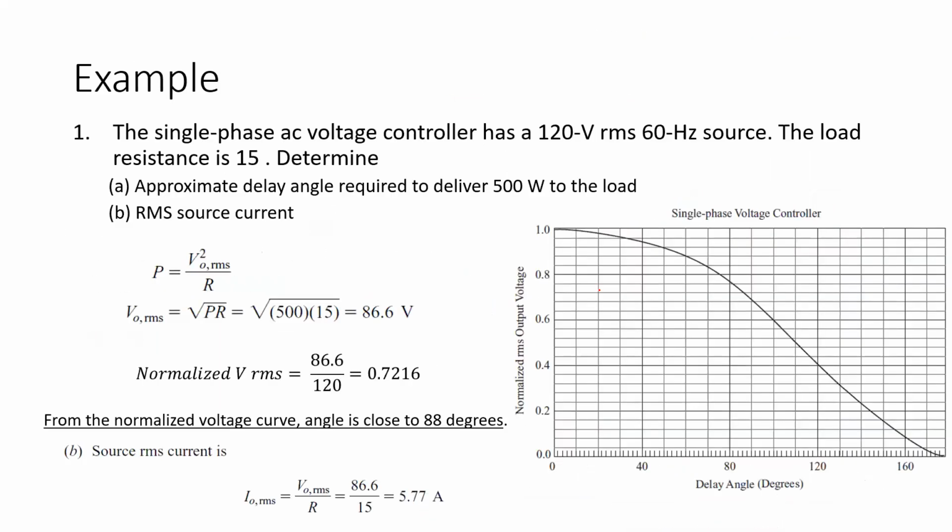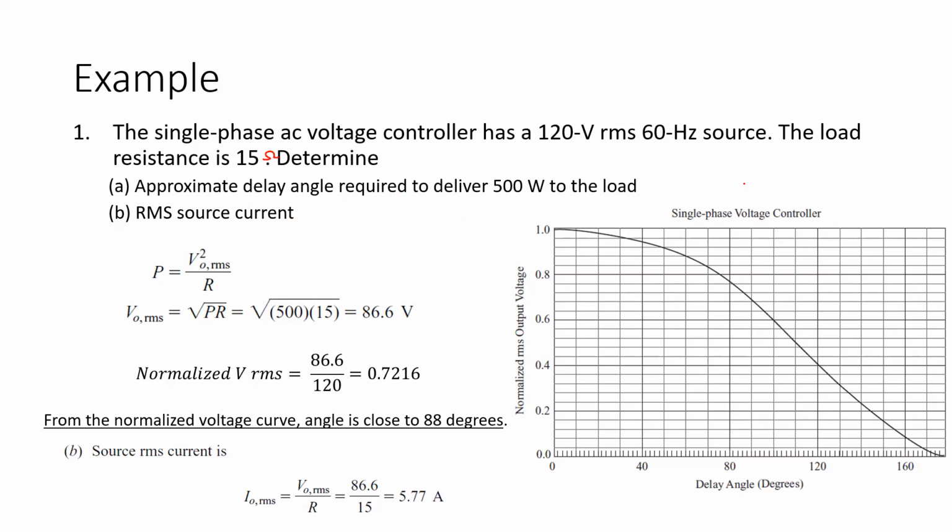So here, there's a single-phase AC voltage controller. The input is 120 volts and the frequency is 60 hertz. The load resistance is 15 ohms. And we are asked to determine the approximate delay angle required to deliver 500 watts to the load, and the RMS source current. So this is somewhat different.